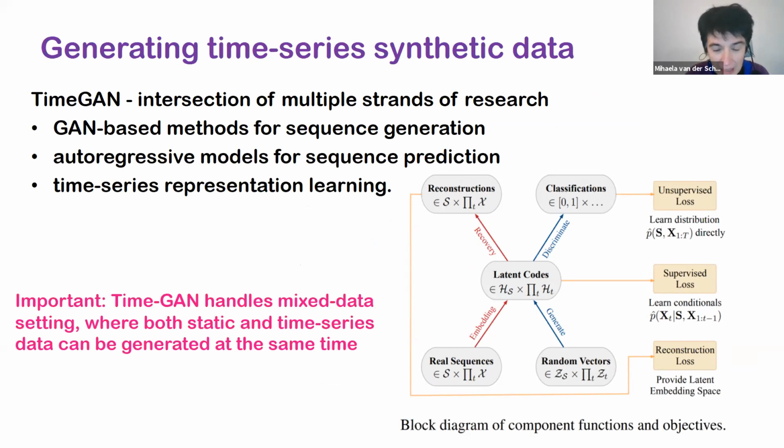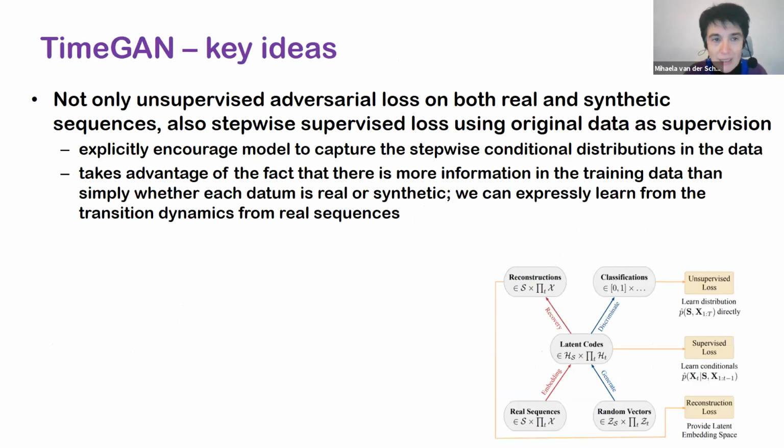So before I go into the brief details of the key ideas, I just want to say that TimeGAN handles the mixed data setting, where we can generate both static data, like in the previous work, but also time series data. So what are the key ideas? Unlike a completely generative model using, for instance, a GAN over time, which could be trained using solely an unsupervised loss, we are adding here also a supervised loss in addition.